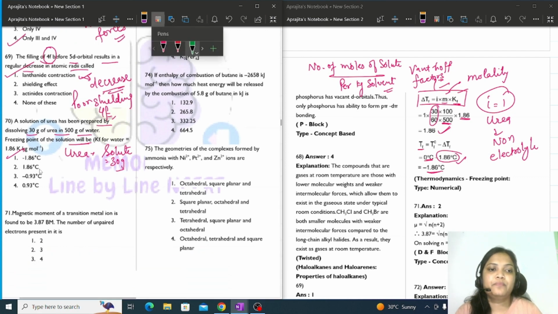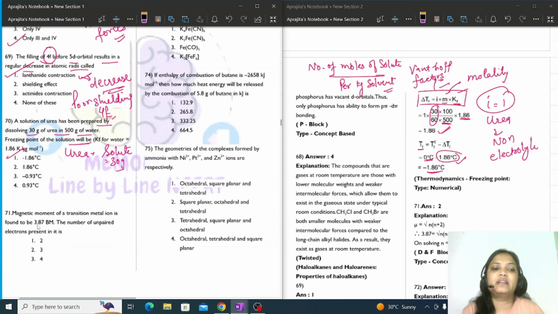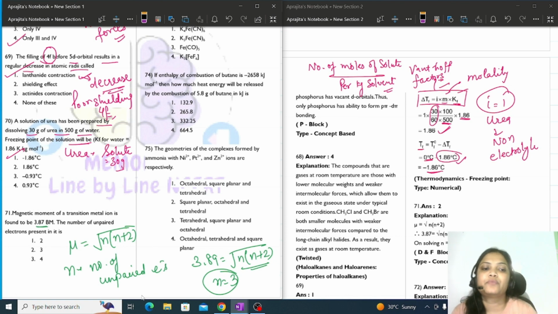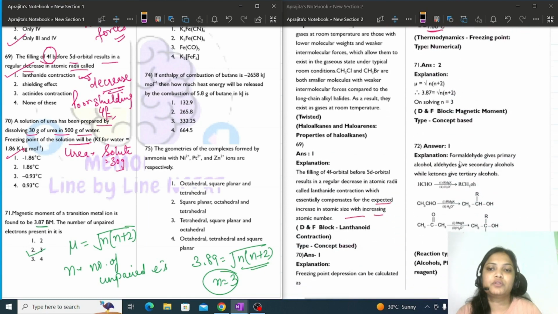Next, the magnetic moment of a transition metal ion is 3.87 Bohr magneton. What is the number of unpaired electrons? We know that the magnetic moment mu is given by the square root of n into n plus 2, where n is the number of unpaired electrons. Once we put the value, 3.87 equals square root of n into n plus 2, and on solving it, n comes out to be 3. So there are 3 unpaired electrons. The answer is option 2.